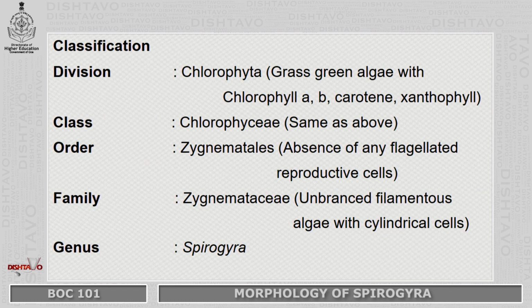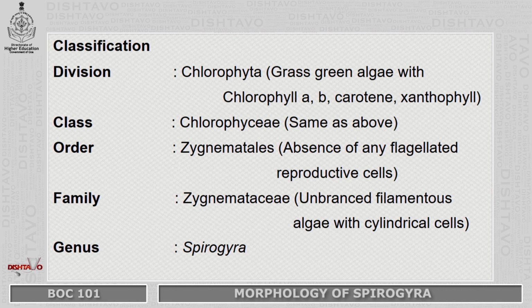Let us start with the classification of Spirogyra. It belongs to division Chlorophyta because it is a grass green algae with chlorophyll A, B, carotene and xanthophylls. It belongs to class Chlorophyceae and the reasons are the same as I told you for Chlorophyta. It belongs to order Zygnematales because at any point of time there are no flagellated reproductive cells seen in this algae.